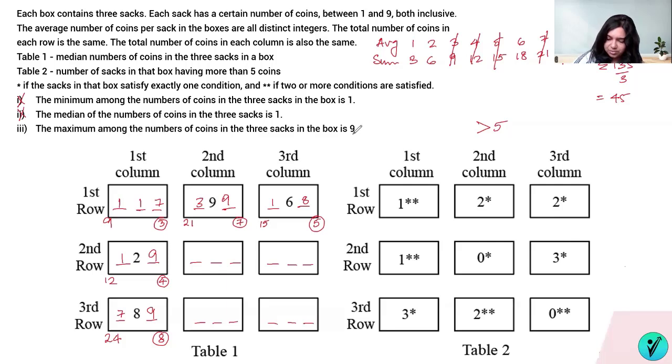That means the maximum of the box is 9 for sure. And all three numbers are greater than 5. Here, none of the numbers are greater than 5. Here, none of the numbers are greater than 5. And here, there are two numbers greater than 5.